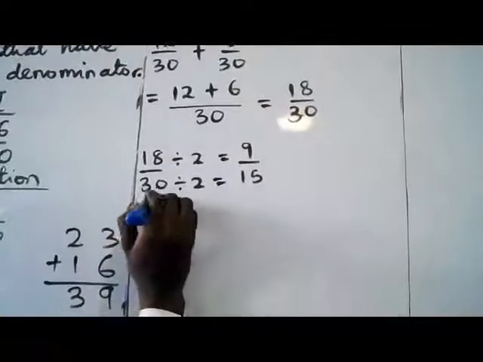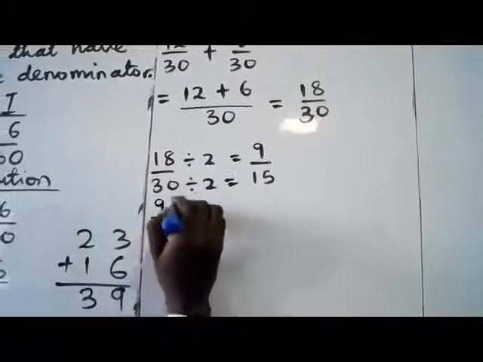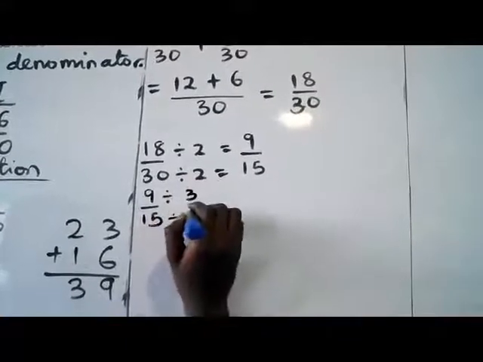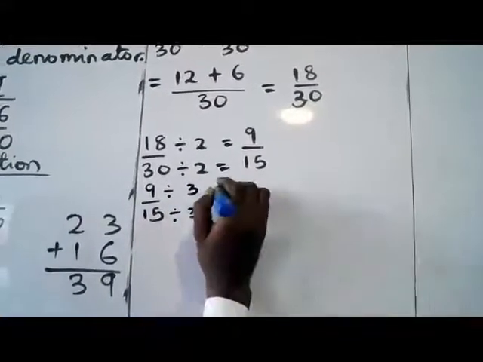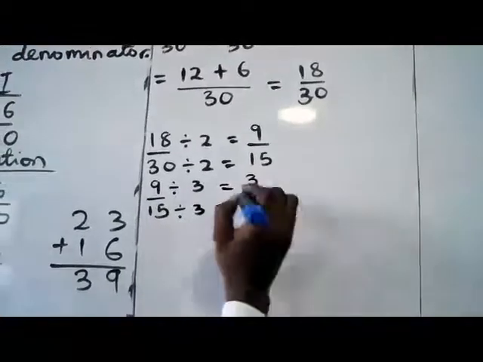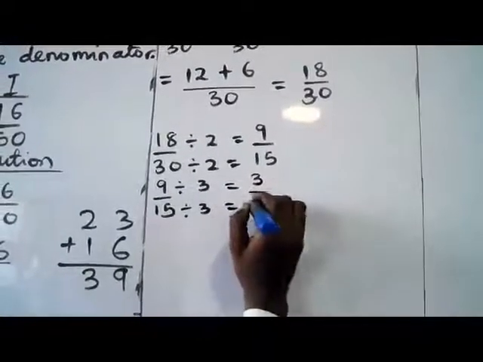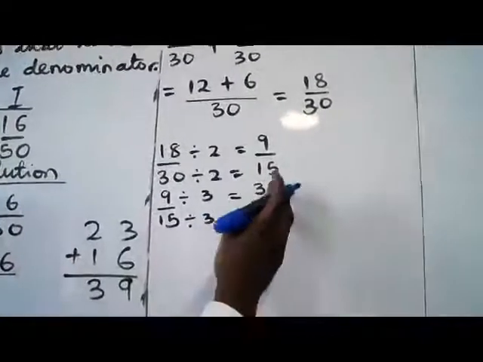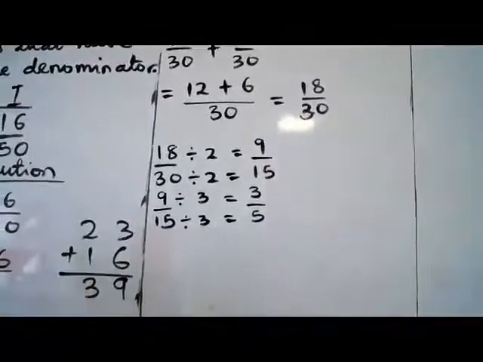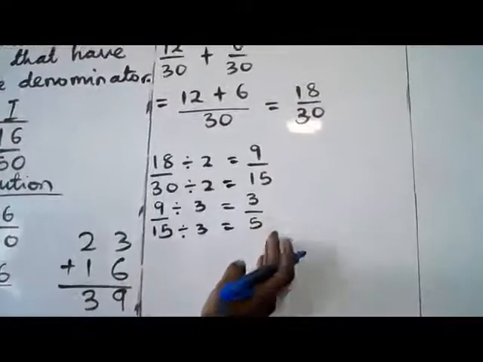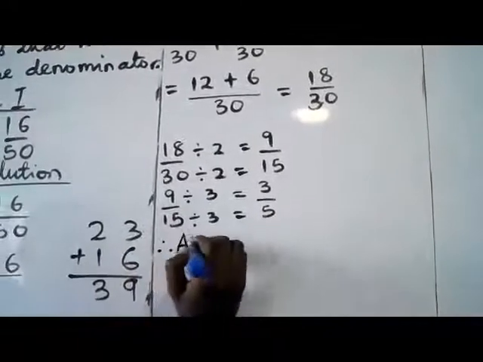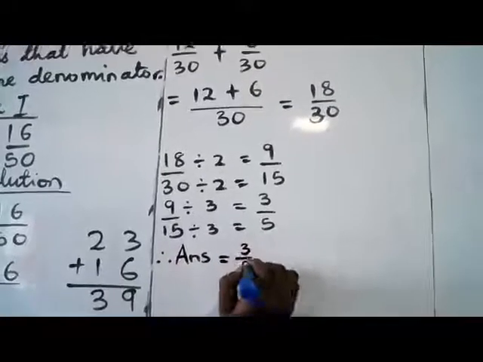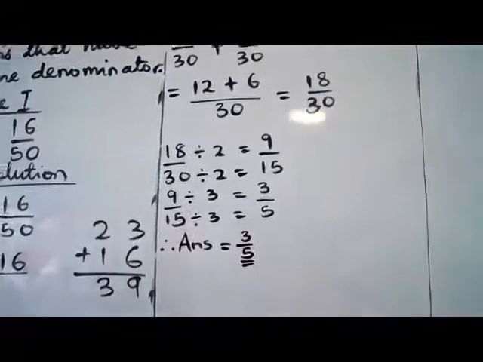So we have 9 over 15 as 9 divided by 3 and 15 divided by 3. 9 divided by 3 will give us what? 3. And 15 divided by 3 will give us 5. Now you can see that we don't have a common value that can reduce 3 and 5 anymore. So this will be the final answer. So therefore our answer will be 3 over 5. I hope we're all following with this class.